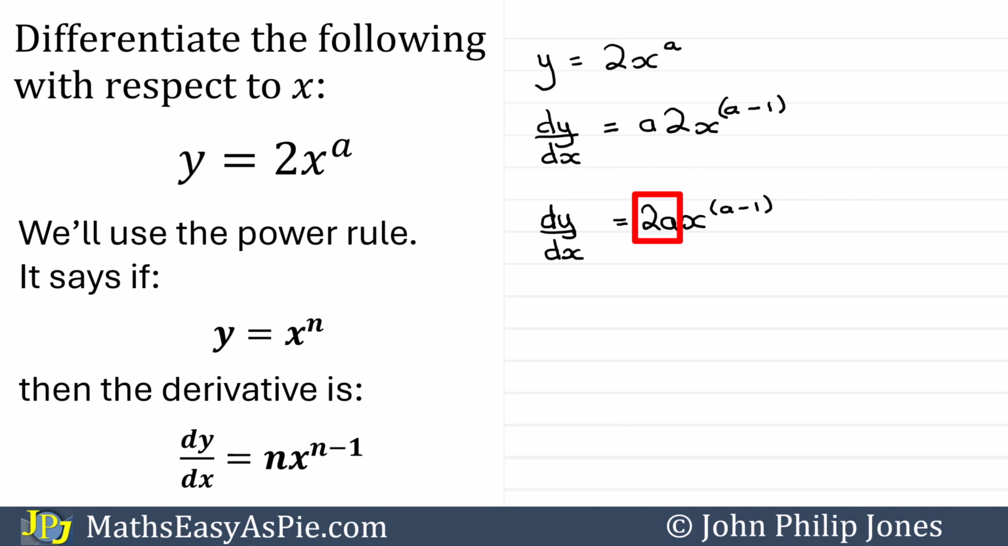So we can write out for y equals 2x to the power a, we have dy dx being equal to 2a x to the a minus 1.